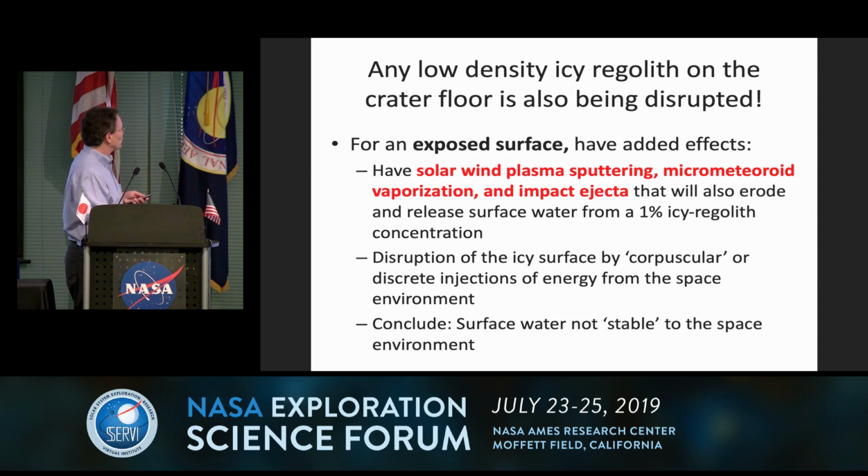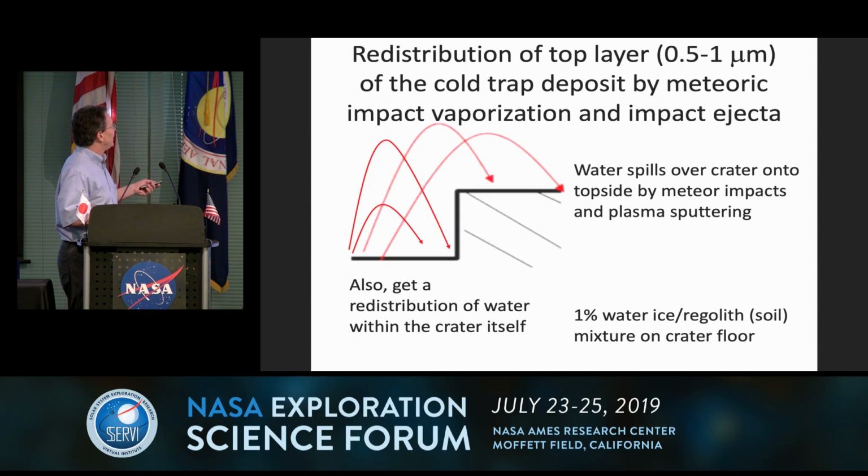I think of these as sort of corpuscular disruptions, where a micrometeorite comes in and, boom, disrupts that local region, redistributing the ice. Same with sputtering at the atomic level. And this is sort of a cartoon of what I just said. You have a 1% icy regolith, but then you plasma sputter it and the water gets removed. Impacts come in and vaporize and actually move entire chunks, as LADEE tells us.